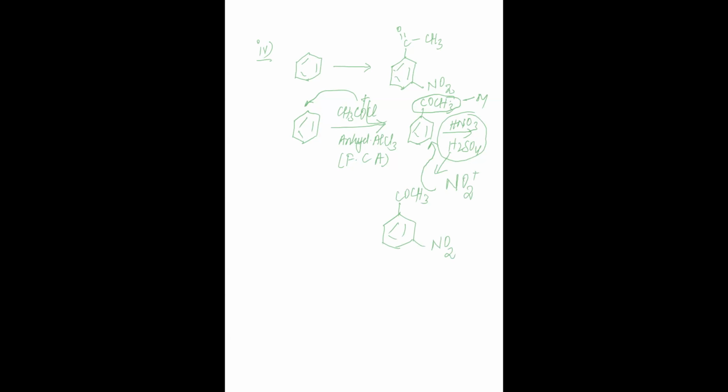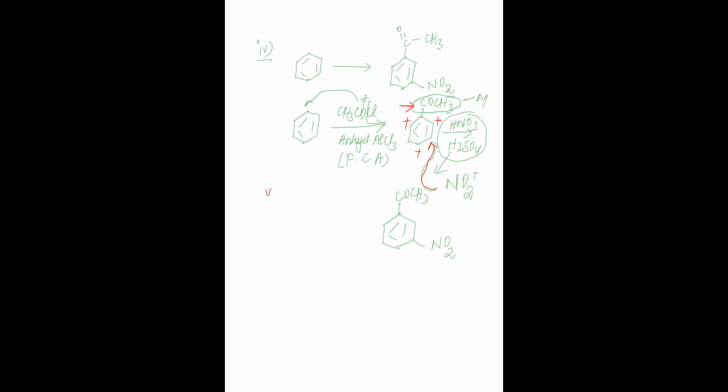That means meta. Because due to this minus M effect, there will be a positive sign at ortho and para. That means an electrophilic center. So NO2 has only one place left without positive charge, that is meta. Is that clear? Yes.